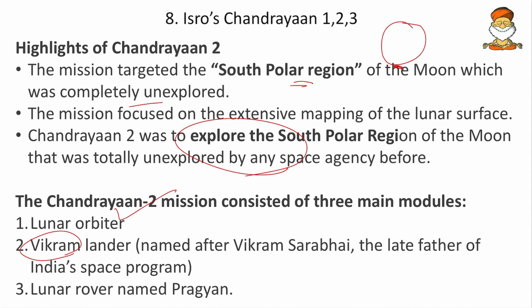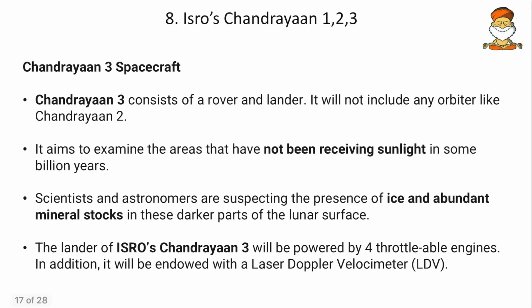So Chandrayaan 2 was not a complete crash down. The orbiter is staying. Only the lander and this rover were damaged. Okay, so even today the Chandrayaan 2 orbiter is giving us information, so we remember that. And then the next attempt is Chandrayaan 3, and Chandrayaan 3 consists of the rover and the lander. So here we don't have an orbiter.